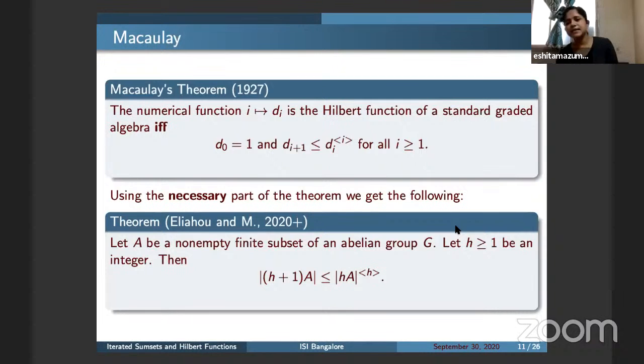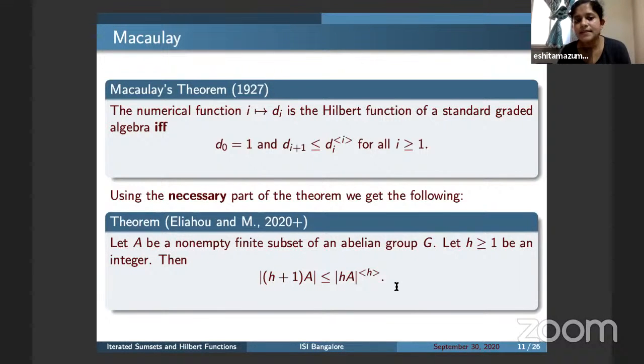Let h greater than or equal to 1 be any integer, and let A be a non-empty finite subset of a finite abelian group G. Since G is a finite abelian group, I can construct that previous standard graded algebra, and the Hilbert function is the same as the cardinality of hA. Using the necessary part of Macaulay's theorem, the cardinality of (h+1)A is upper bounded by the cardinality of hA raised to the power bracket h, right? Okay.